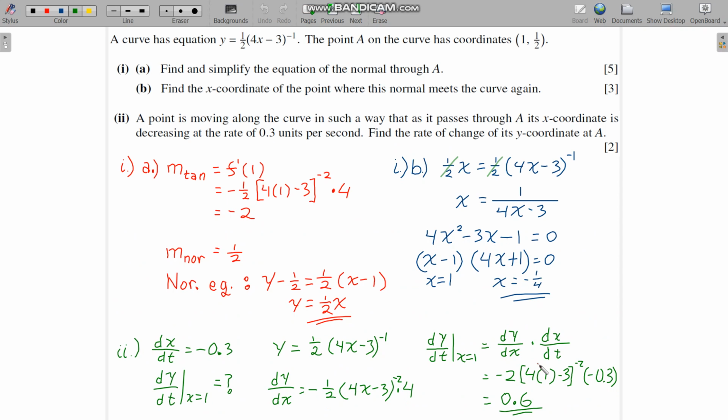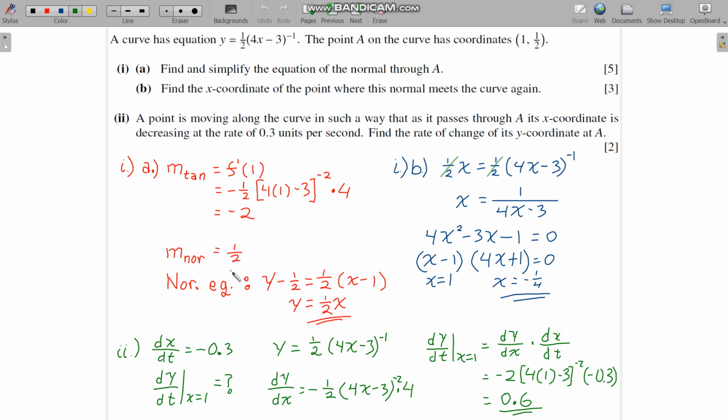Read the question first. Find the normal through A. So to find the tangent gradient, we can differentiate first. If we differentiate and plug in 1, we get minus 1/2 times (4x minus 3), chain rule times 4, and the new power is minus 2, of course. We plug in 1, so we get minus 2. This is the tangent gradient. The normal gradient is minus 1 over this, so 1/2.